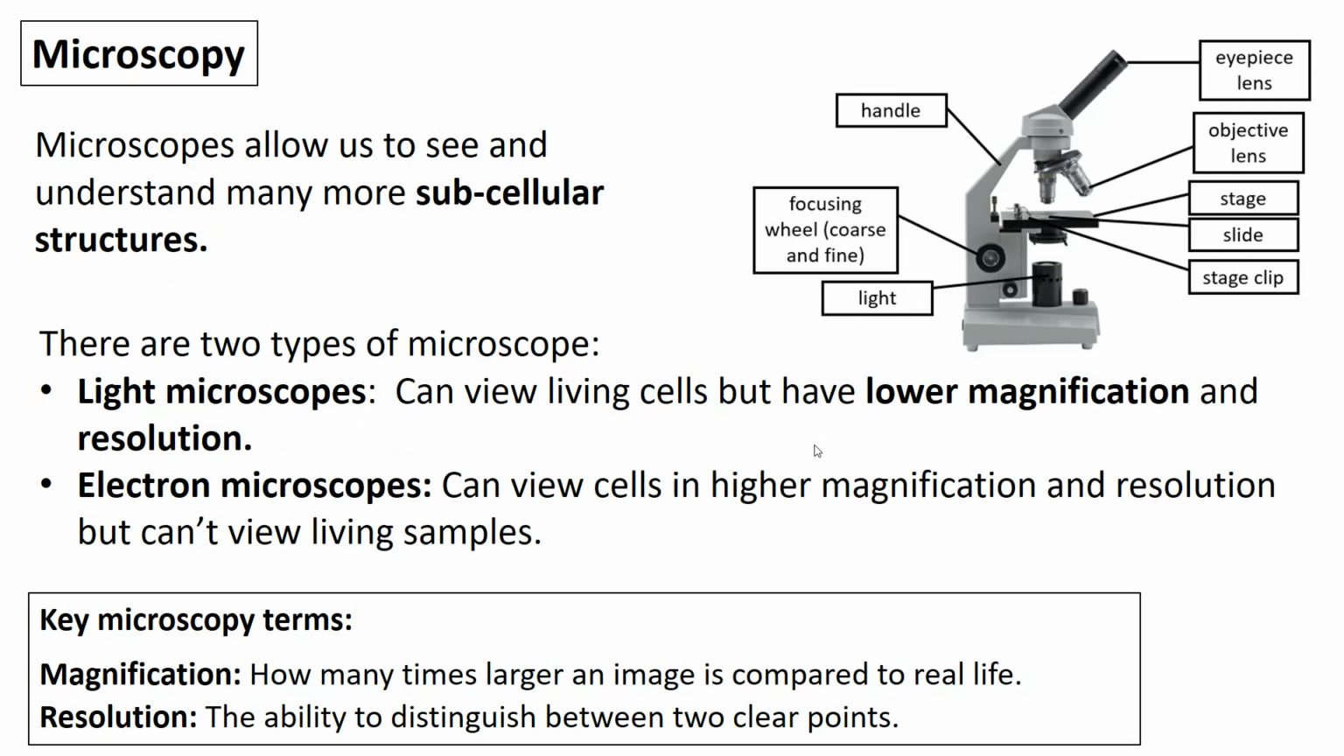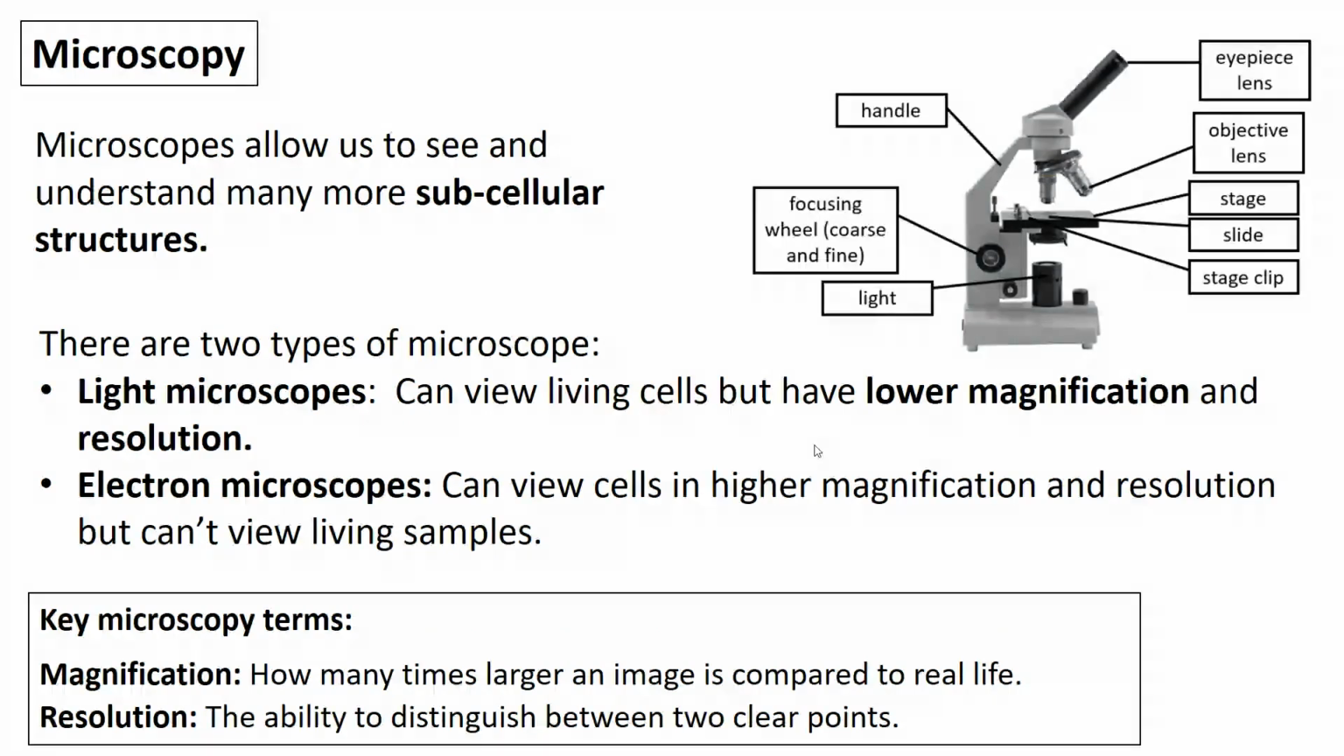And microscopes allow us to see and understand subcellular structures. And there are two main types. The light microscopes that we use in the laboratories, they can view living cells, so you can look at key processes happening, but they have a low magnification and resolution. That means that you see things at low resolution, so it looks a little bit blurry if you're trying to look at smaller things like mitochondria. And they don't have a large magnification. Only up to about 2,000 times bigger can we see any cells that we put under a light microscope.